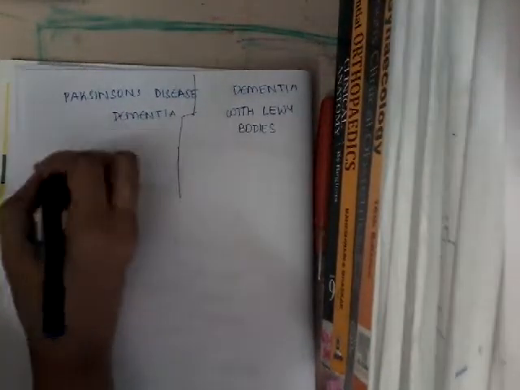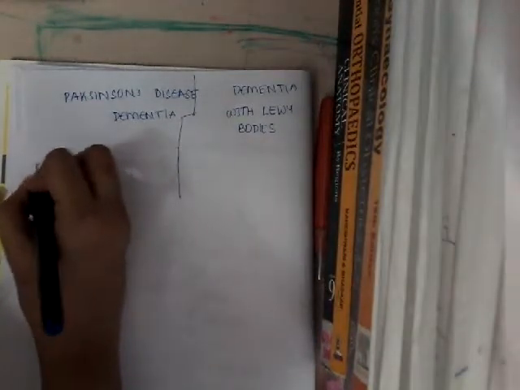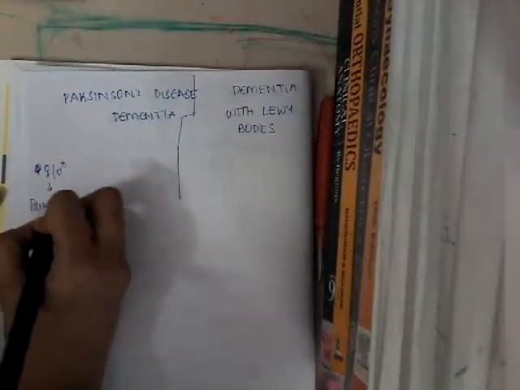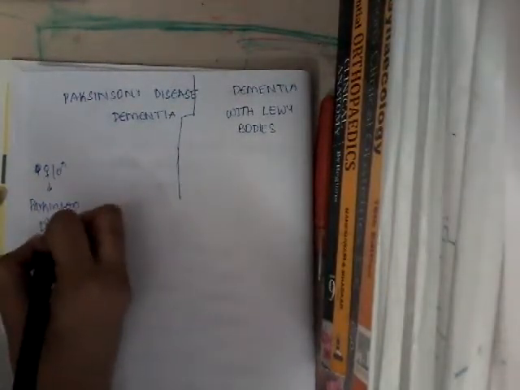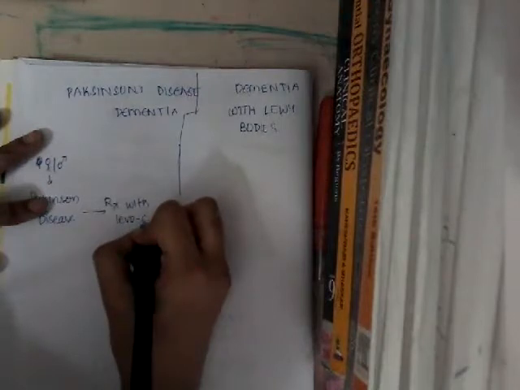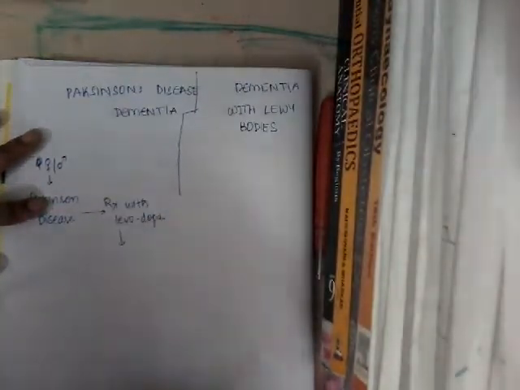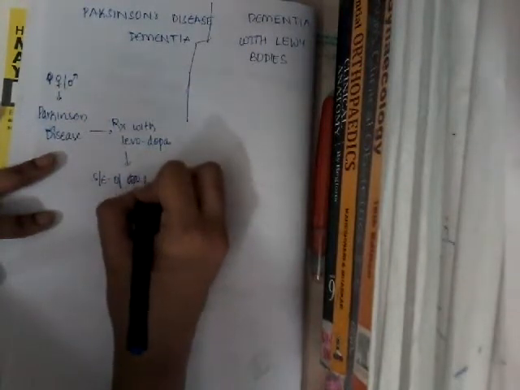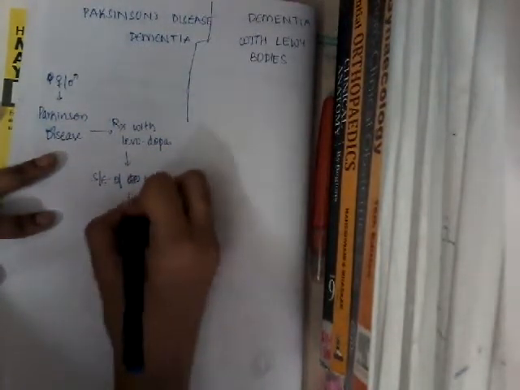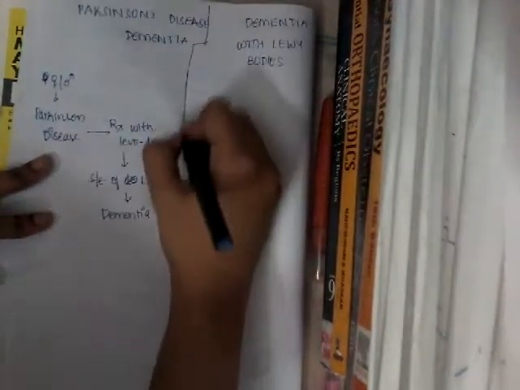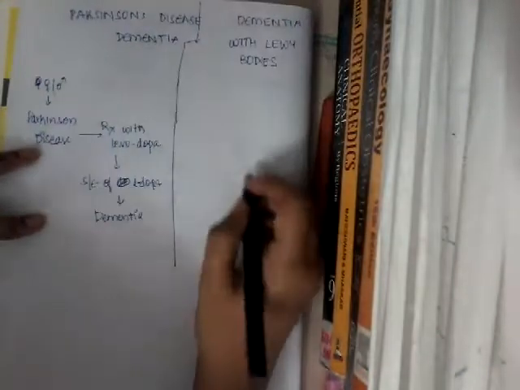In Parkinson's disease dementia, a person, male or female, has Parkinson's disease. Once they have Parkinson's disease, they are treated with levodopa. If they are treated with levodopa, as a side effect of levodopa, you get dementia. So this is Parkinson's disease dementia, that is, development of dementia in Parkinson's disease.